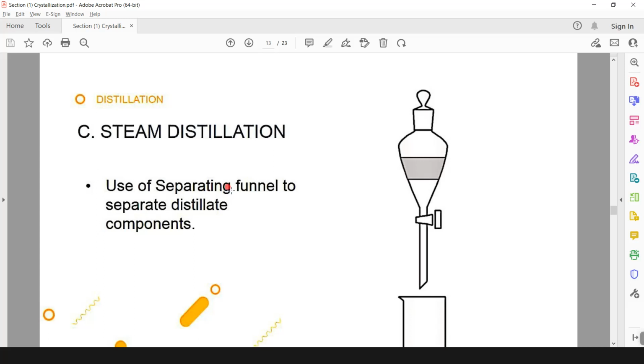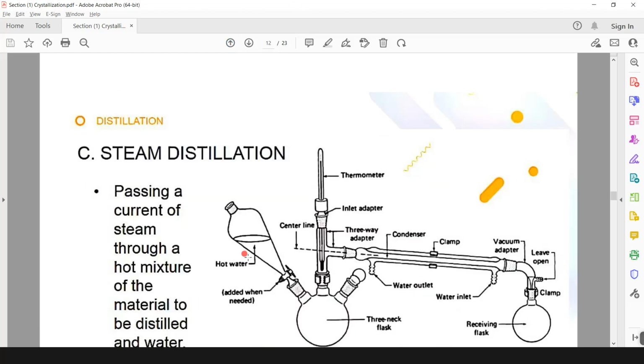Okay, so this is steam distillation for thermolabile liquid immiscible with water. What is the extra part that we put? It is the pump of hot water that pumps water together with the liquid.